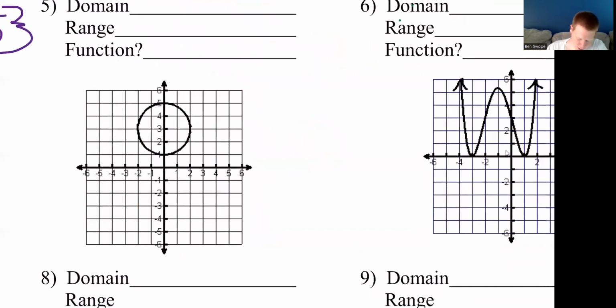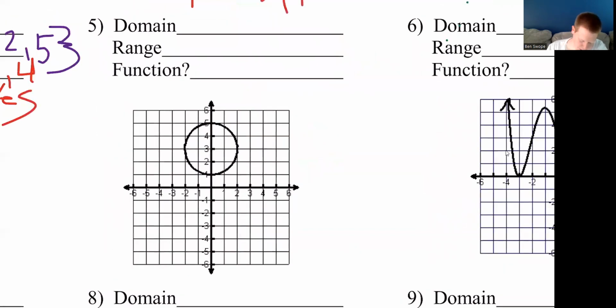All right, a circle. So we'll start with our domain, looking at our x value. So the furthest it goes to the left is there. The furthest it goes to the right is there. So it appears we're between negative 2 and 2. And since these are points on the circle, part of this function, they're not open circles, they're going to be included. So those are going to be brackets.